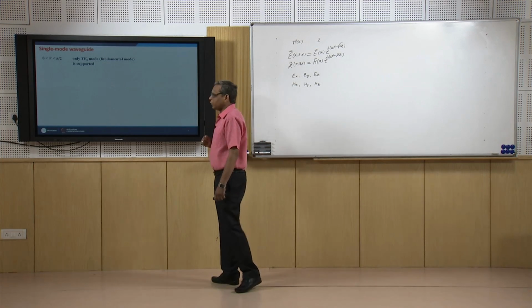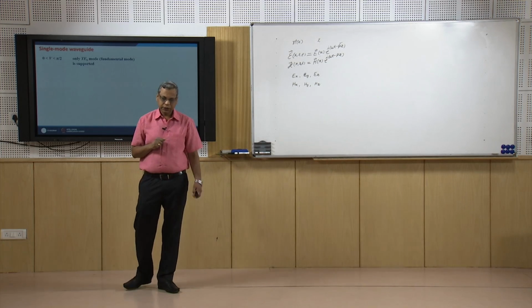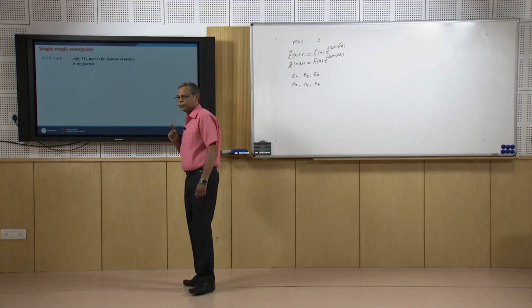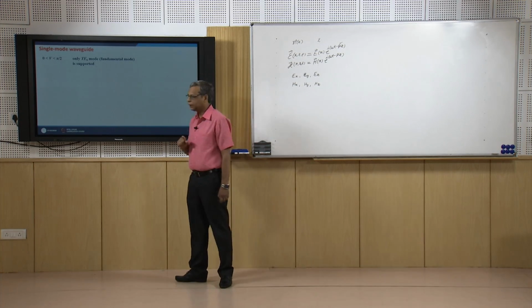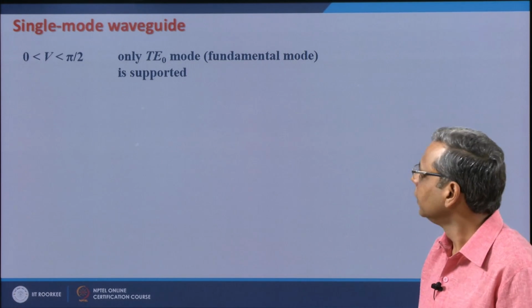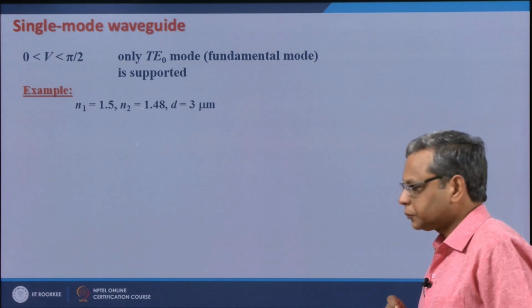So, what is a single mode waveguide? If V lies between 0 and pi by 2, that is V is less than pi by 2, then there is only one mode supported, that is TE0 mode, and this TE0 mode is the fundamental mode of the waveguide. Okay. I give you an example.